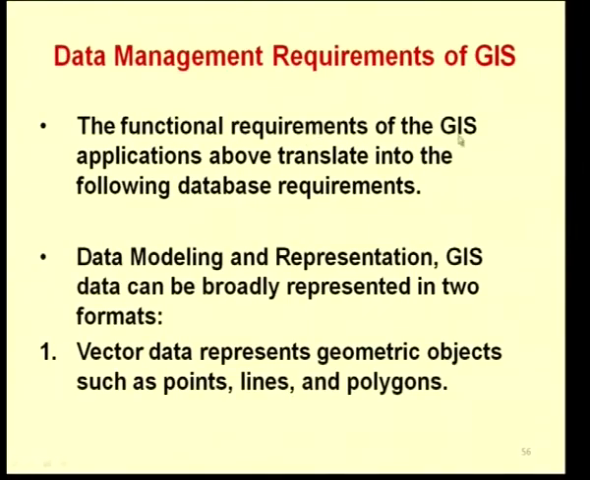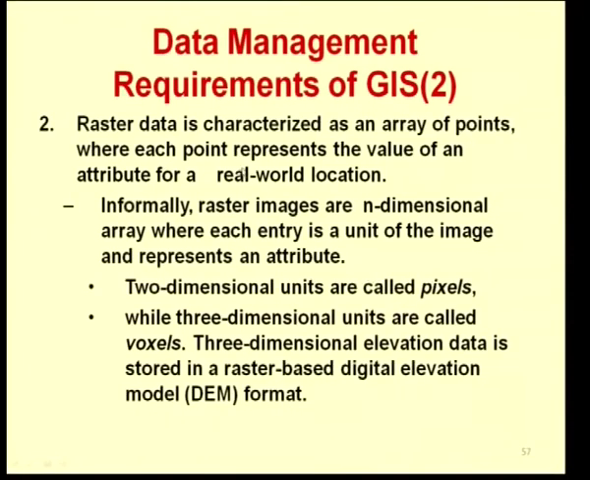The functional requirements of GIS application translate into the following database requirements. Data modeling and representation: GIS data can be broadly classified into two formats. One is vector data, which represents geometric objects such as points, lines and polygons, and the other is raster data. Raster data is characterized as an array of points where each point represents the value of an attribute for a real world location. Informally, raster images are n dimensional arrays and each entry is a unit of the image and represents an attribute. Two dimensional units are called pixels, as we already know.